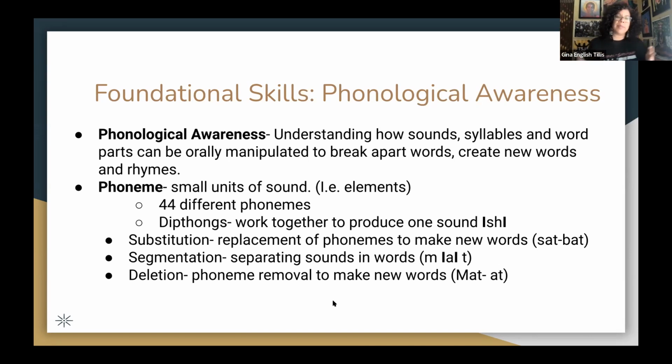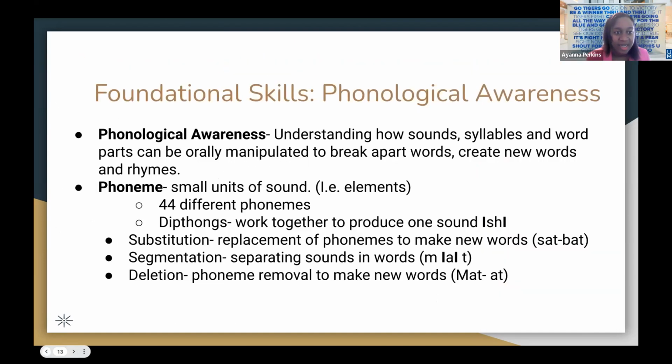Sometimes if we're not substituting, we're just deleting part of the word. So with mat, if we take off the M, we have at. We can replace the M with the S, and then we have sat. This first portion of the foundational skills is phonological awareness. These are the main areas that elementary educators need to understand when they prepare for the exam.